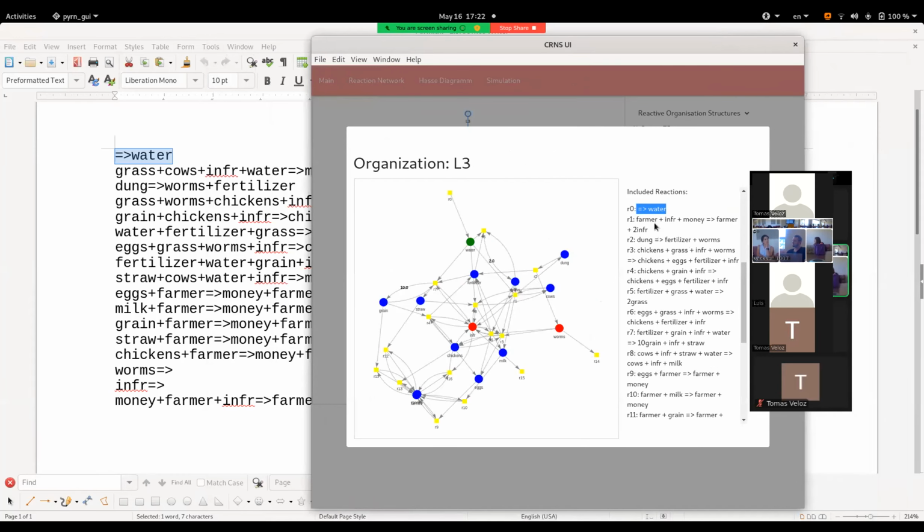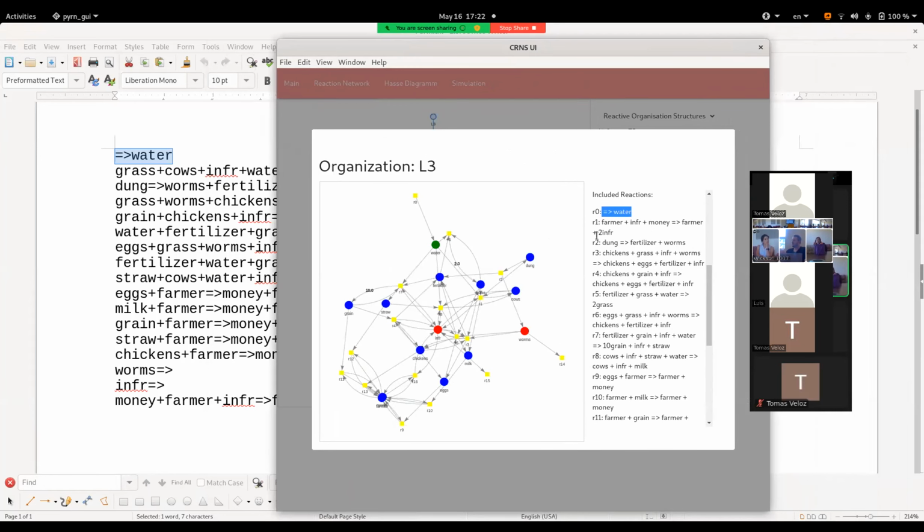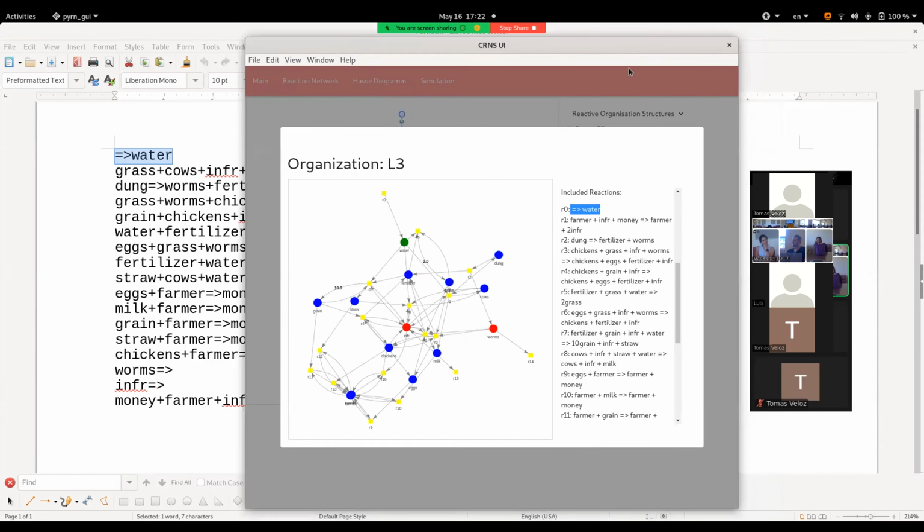inflow of water, farmer plus infrastructure plus money gives farmer plus 2 infrastructure. Dung gives fertilizer and worms. Chicken plus grass plus infrastructure plus worms gives chicken plus eggs plus fertilizer plus infrastructure, and reactions of the kind. So we just explain in a sort of narrative how a farm operates.